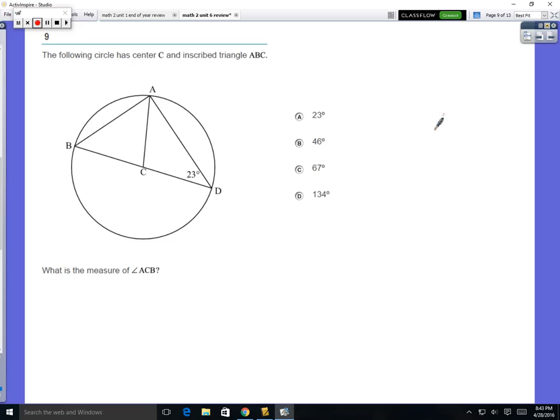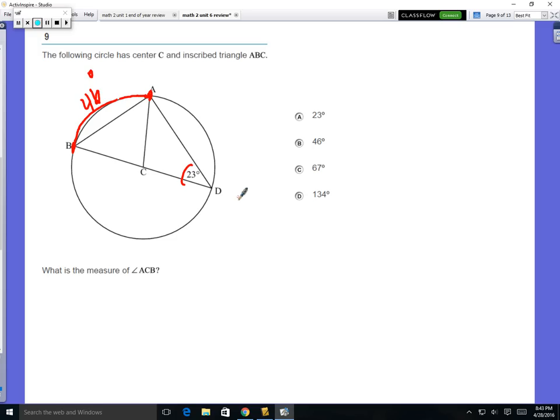Number 9. Okay, same with angles and arcs. So the following has a center at C. So this angle right here, D, makes this arc right here. And because the angle measures 23 degrees, the arc is going to measure 46 degrees.